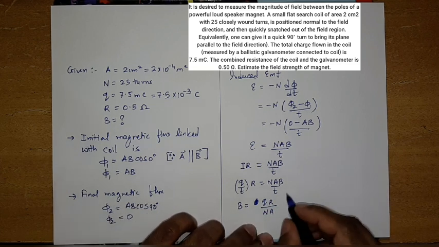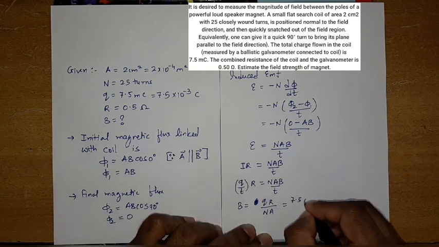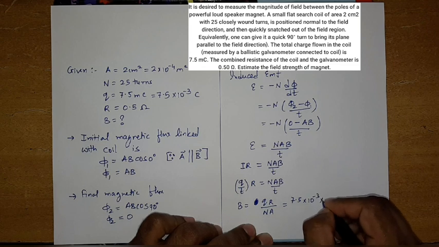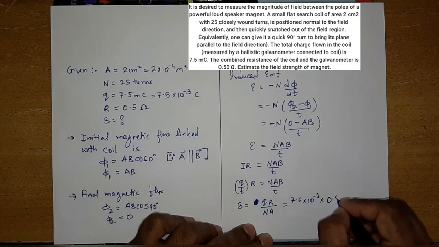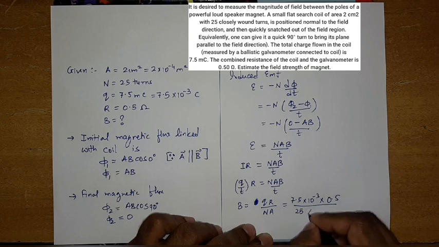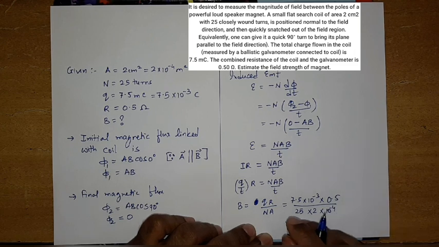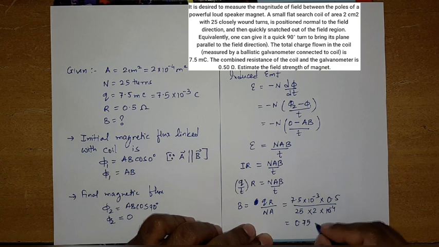Clear? Putting in all values, the value of Q is 7.5 into 10 raised to minus 3, R value is 0.5, divided by N, the number of turns, 25, and A is 2 into 10 raised to minus 4. So the final answer is 0.75 Weber per meter square, or simply Tesla. Thank you.